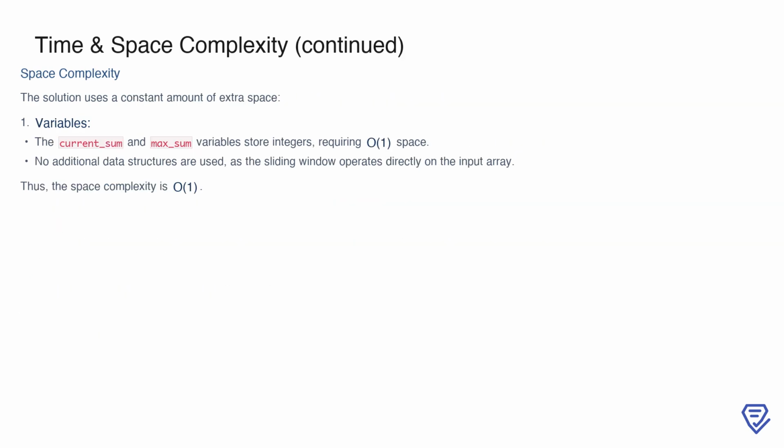Now, let's examine the space complexity. The solution operates using only a constant amount of extra space. Specifically, we use two integer variables, current_sum and max_sum, to store the ongoing sum of the current window and the maximum sum found so far. Since these variables require a fixed amount of space regardless of the size of the input array, their space usage is O(1). Additionally, since the algorithm operates directly on the input array and doesn't allocate any additional data structures, the overall space complexity of the solution is O(1). This makes the approach highly memory efficient.